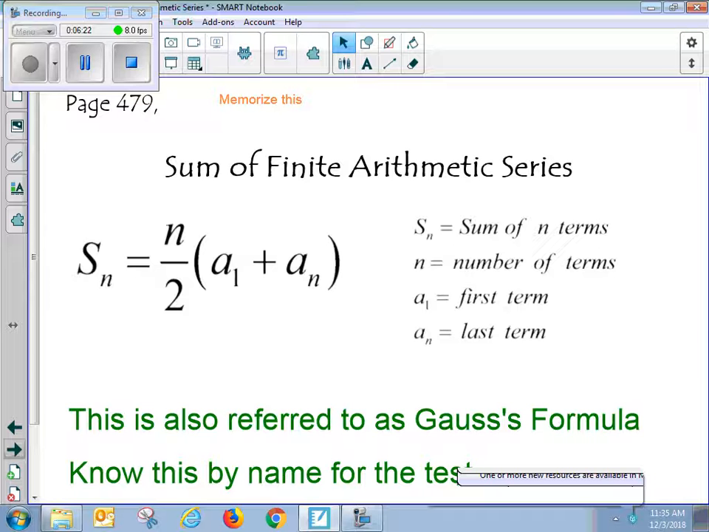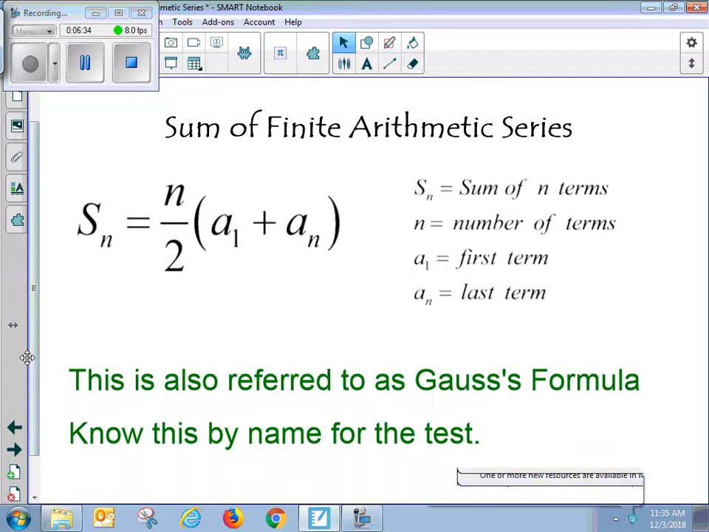So S sub n is the sum of the terms. n is how many terms are there. a sub 1 is the first term, and a sub n is the last term. So earlier today, somebody said, is the a sub 1 and a sub n the same a sub 1 and a sub n from Friday? Absolutely. a sub 1 is always the first term. a sub n is always that last term or the missing term, the term you're trying to find. n is always how many terms are there, number of terms.